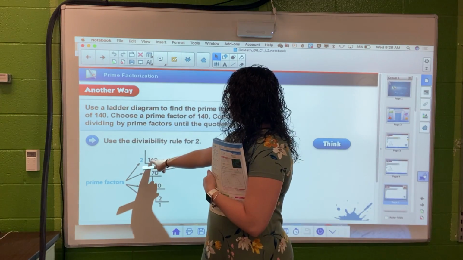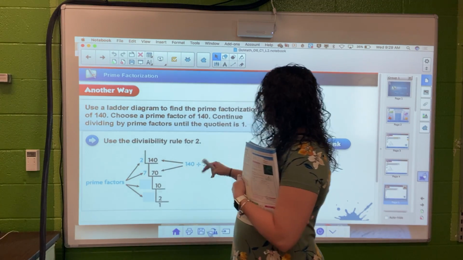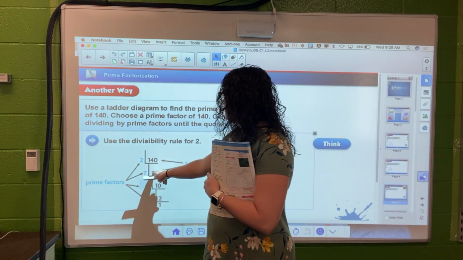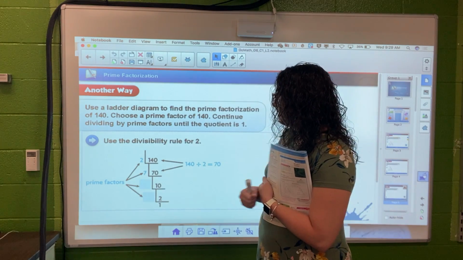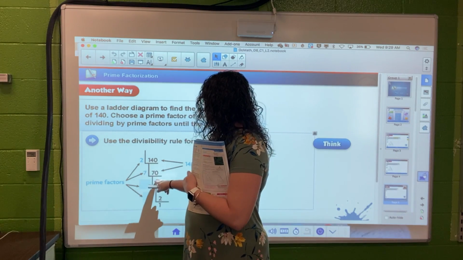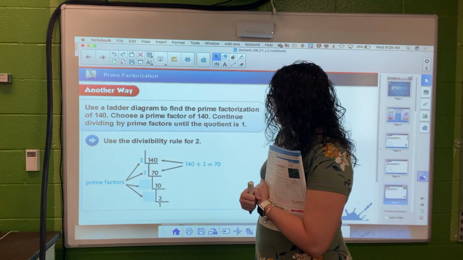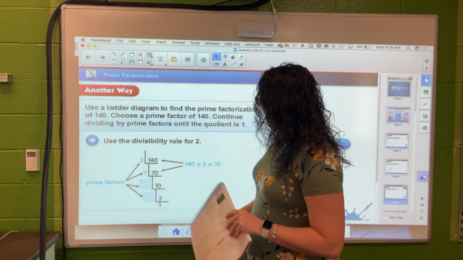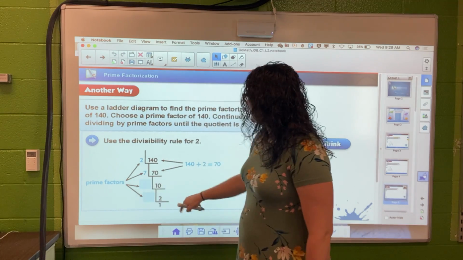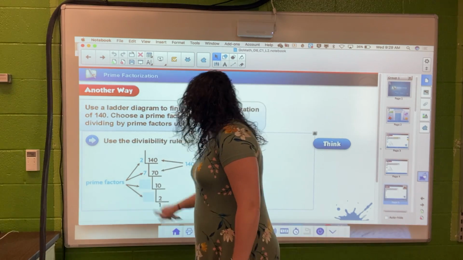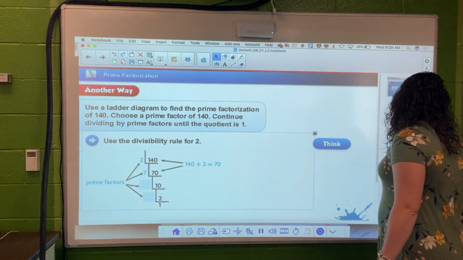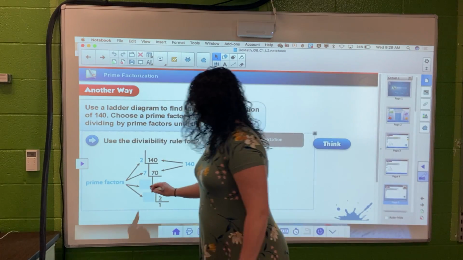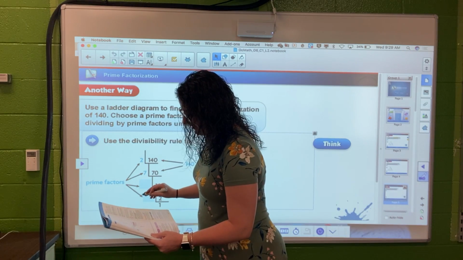So what they did was they took 140 and they divided it by 2, which is 70. Then they took 70 and we have to figure out what times 10 gives us 70. And that's going to be a 5. I'm sorry, not a 5, a 7.